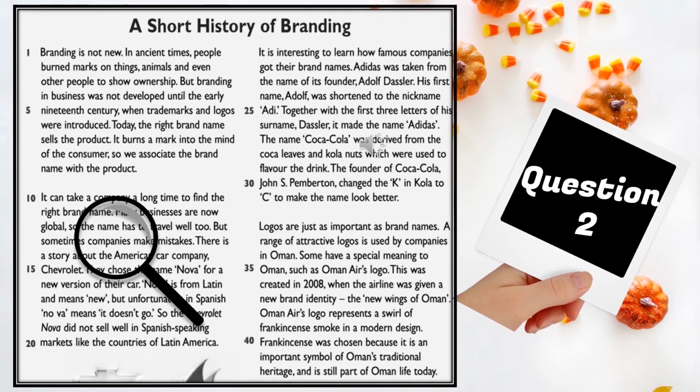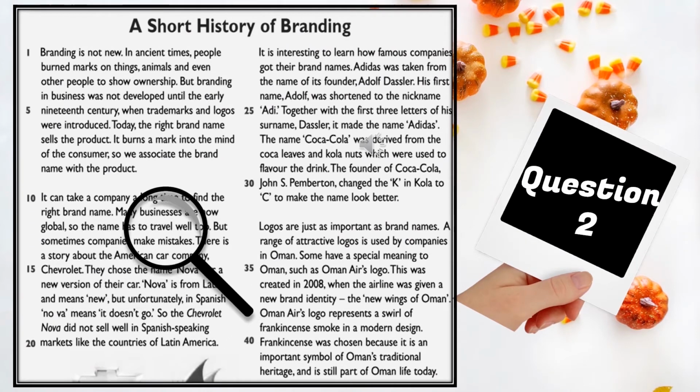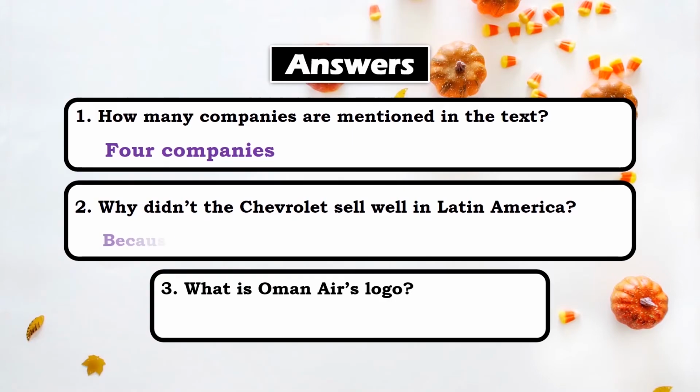Once you look at the text, you can easily determine the part of the text that tells us about the Chevrolet company as well as the result starting with so. Therefore, the answer must be in the same context, which is because of the wrong choice of the name Nova, which in Spanish means it doesn't go. As simple as that. Let's finish up this part with one more question.